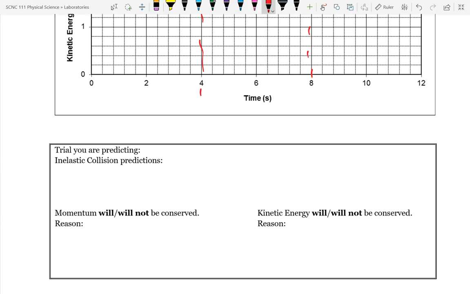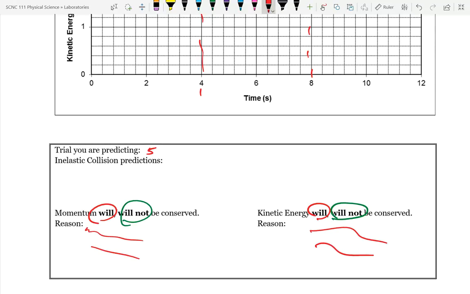Here I'm going to write down the trial I'm predicting. I'm just going to say 5 because it was number 5 on that list, and it's shorter to write 5 than to say two carts of equal mass coming toward each other at approximately the same speed. And my prediction, what do I think will happen when they collide? So this is words describing what I think is going to happen. Then down here, I will circle either will or will not. So momentum will or will not be conserved. Likewise, kinetic energy will or will not be conserved. So I'll circle the answer I think will happen. And then I'll give the reason I make my prediction for both kinetic energy and momentum.